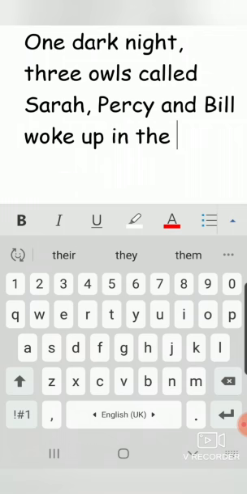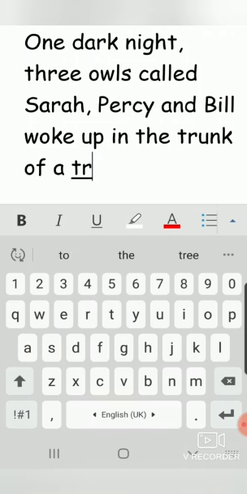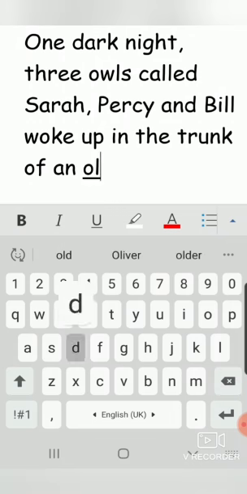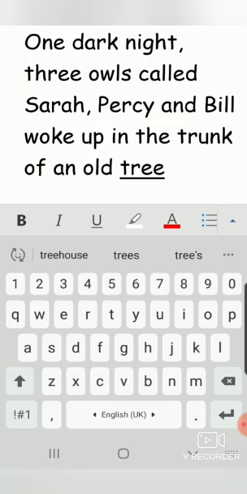So far we've got one dark night, three owls called Sarah, Percy, and Bill woke up in the trunk of a tree. Oh, I think I want to describe the tree, okay? So we could have in the trunk of a tall tree. We could describe it as a gnarly tree. Or you could even say an old tree. Full stop, because that's the end of my sentence. So how will you describe your tree?